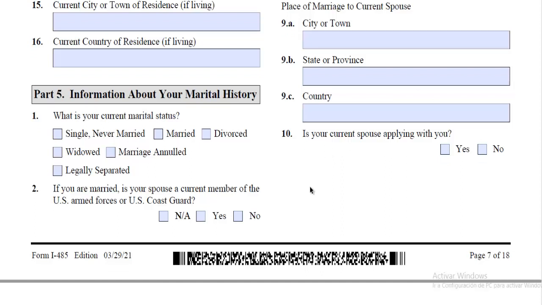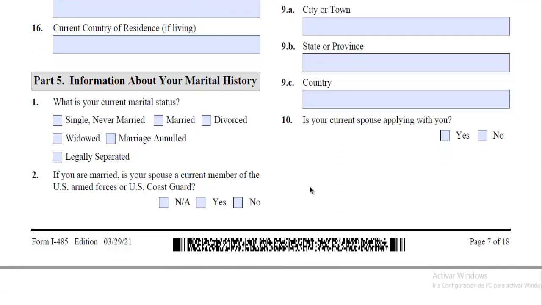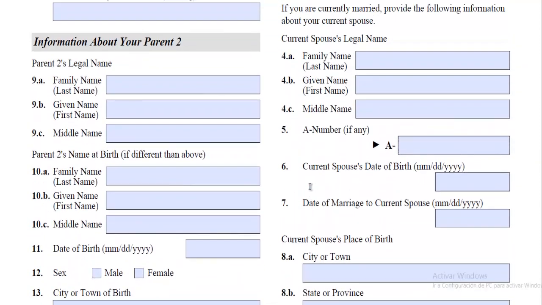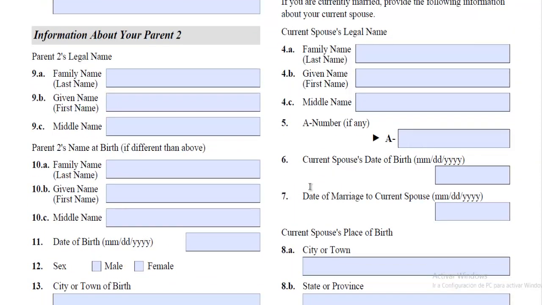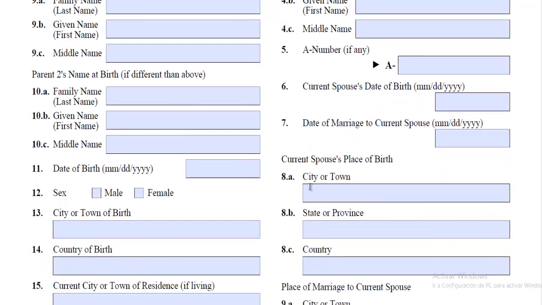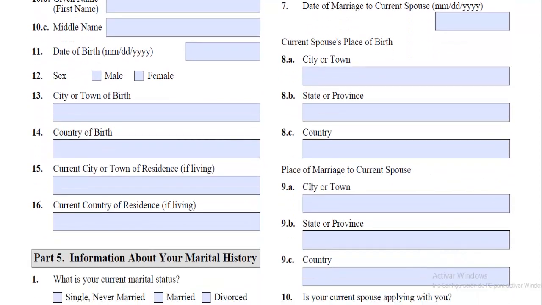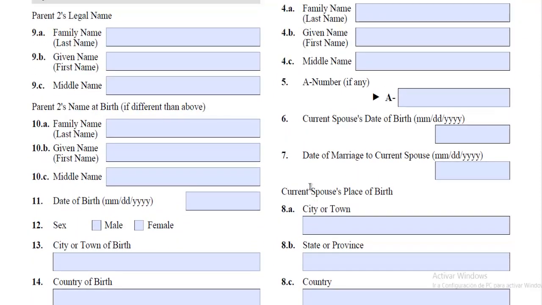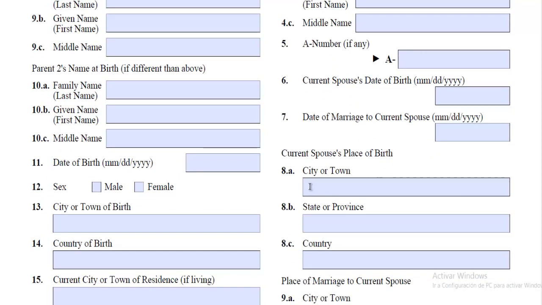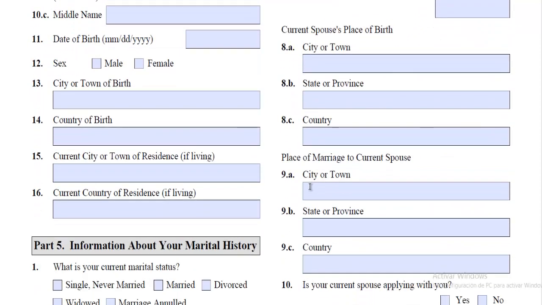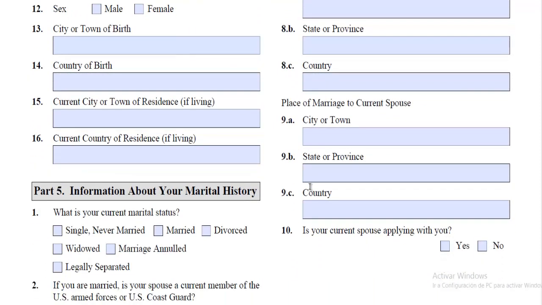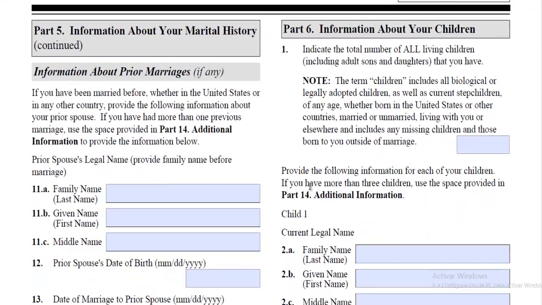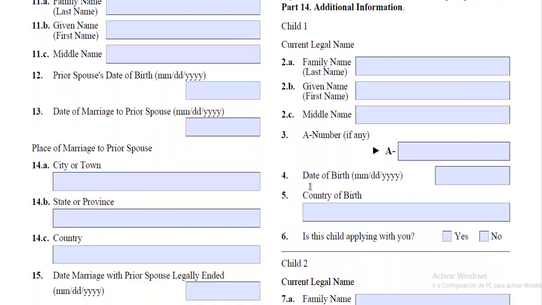So 1A, your status. 2, if you're married to someone that is in the U.S. Armed Forces or U.S. Coast Guard. Current spouse 4A until 8C. So you write his name, his alien number if he has one, or she, okay? Date of birth, date of marriage, city or town, state, place of marriage, and whether you're currently applying with your spouse, yes or no. And then the prior spouse before your current spouse.